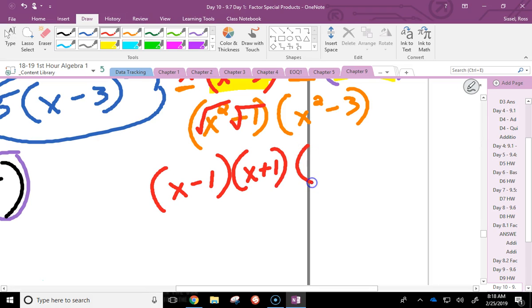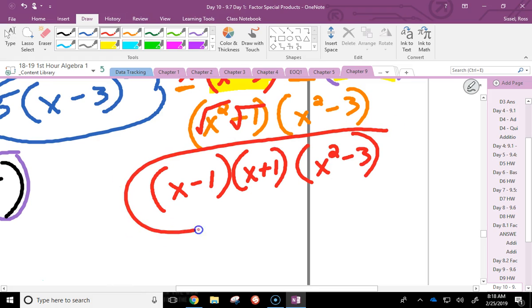And then we still have x squared minus 3. We have to simplify. This is what I was telling you about. This is what we were talking about for simplifying them down all the way.